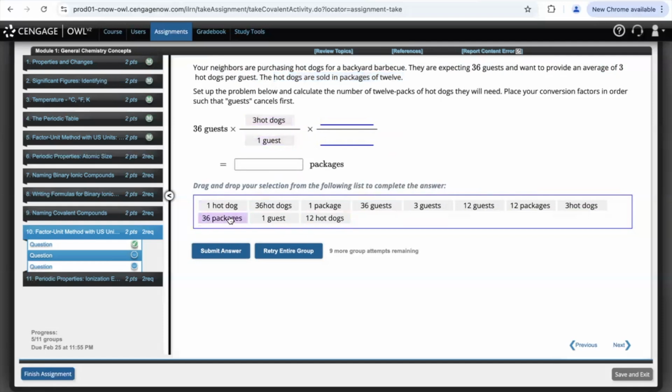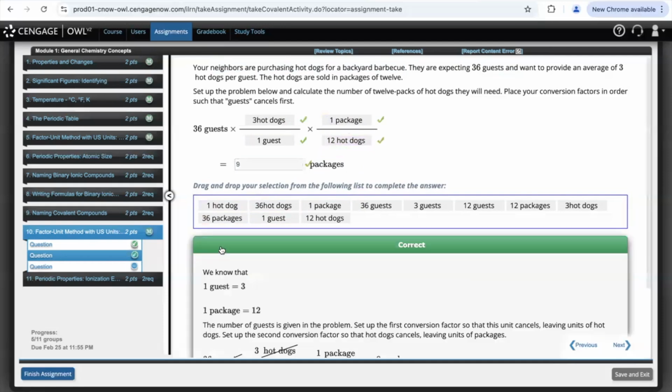Now I need to go for every 1 package, there are 12 hot dogs. All right, so now I've canceled my hot dogs on top and bottom here to leave me in packages, which is what my desired unit is. So now I'm going to do 36 times 3 times 1. I'm going to multiply across the top and then divide that by the bottom, which is 12 times 1, or just 12, for a final answer of 9 packages. There we go.